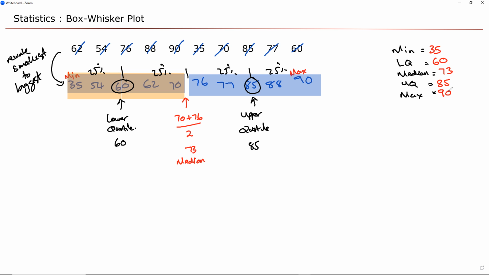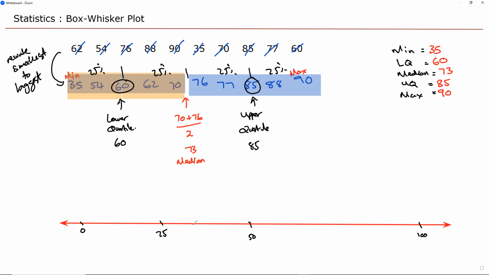Now that I have these 5 values, I can put this carefully onto a box and whisker plot. But the first thing I need to do is have some kind of ruler in place. The ruler is going to have a standardized set of values. It's going to start from 0 and go all the way to 100. Halfway would be about 50, halfway over here would be 25, halfway over here would be 75. Then I've got 5, 10, 15, 20, and so on up to 95.